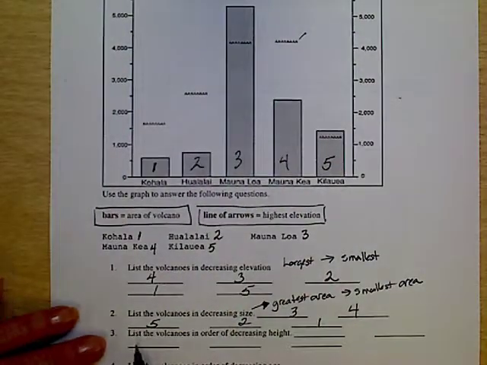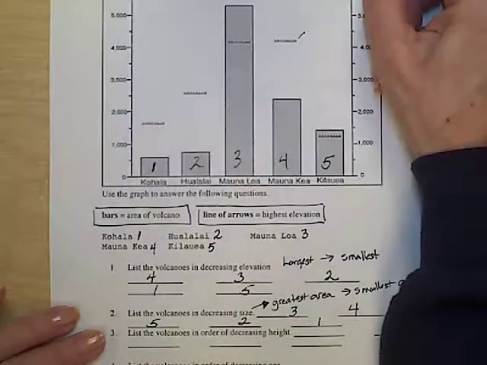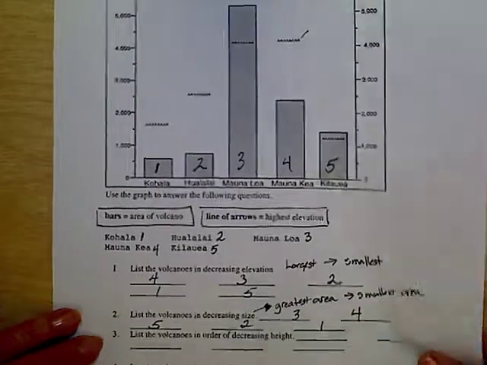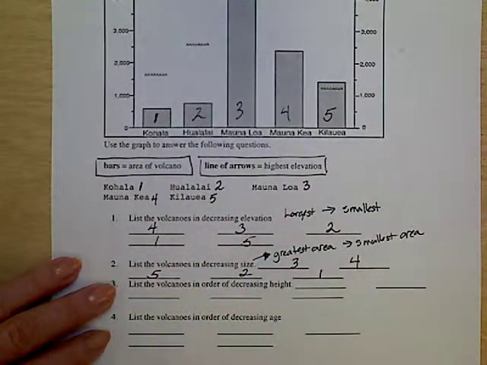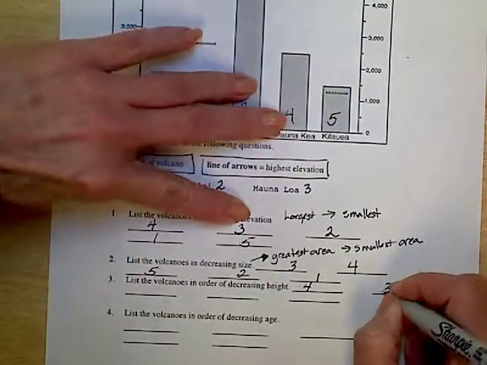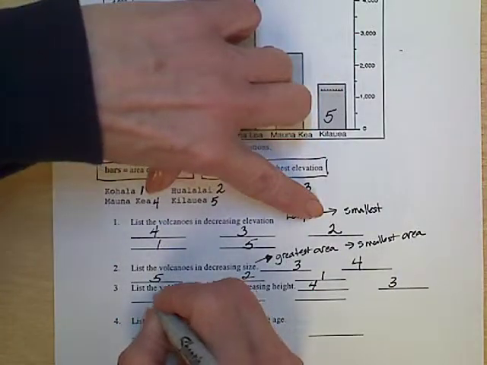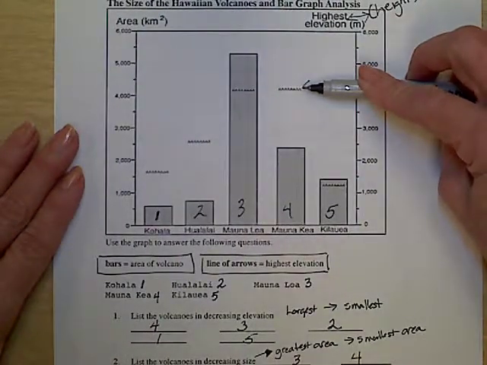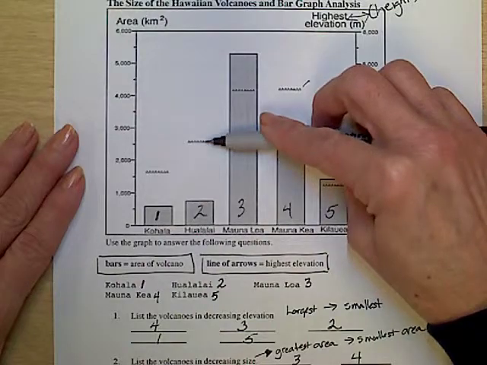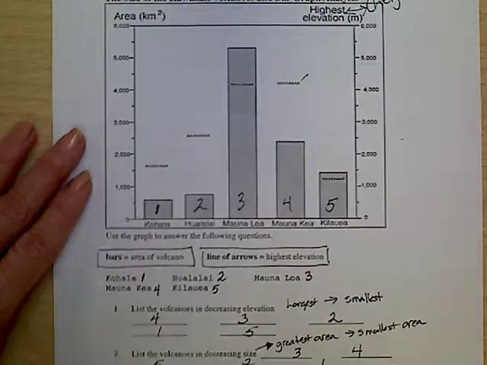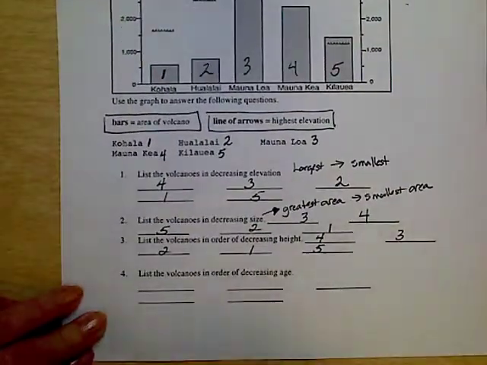The next one, and I heard this gave you guys a little bit of fits here, is list the volcano in order of decreasing height. We said height was the same as elevation. With that said, number 3 is going to be the same order as number 1. So let's go with 4. 3 is next, 2, 1, and 5. And let's double check that and make sure. 4, 3, 2, 1, and 5. Okay?